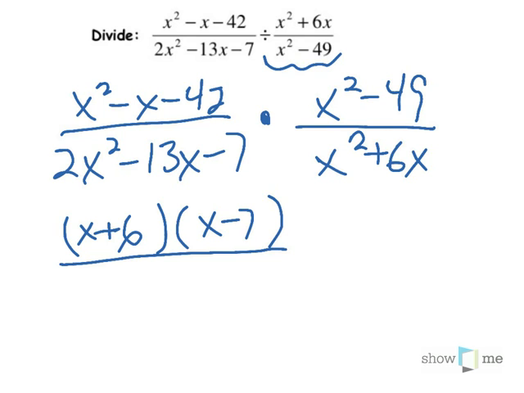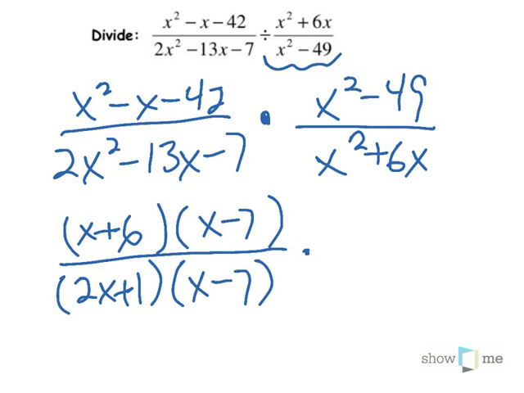Okay. This bottom polynomial here, that 2x squared minus 13x minus 7, you can factor that using the AC method, Columbia method, square root method, any other method that your teacher may have taught you for that type of polynomial. I'll give you the answer. It factors into 2x plus 1 and x minus 7.